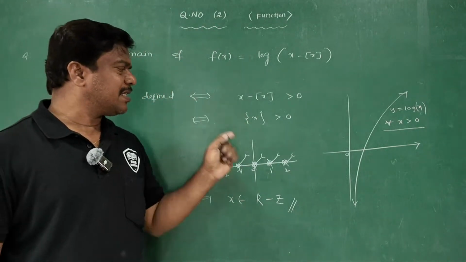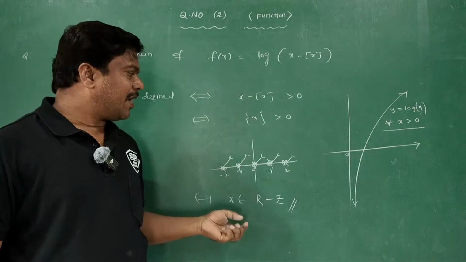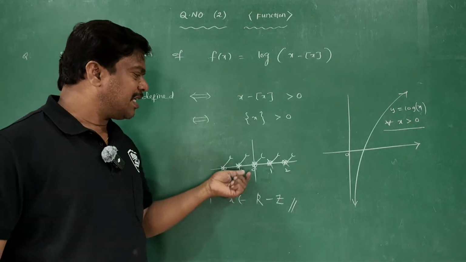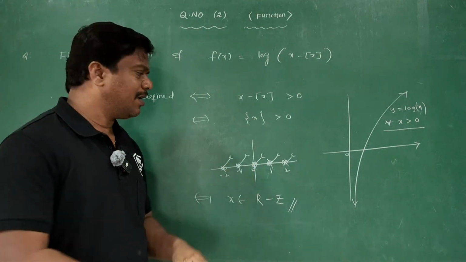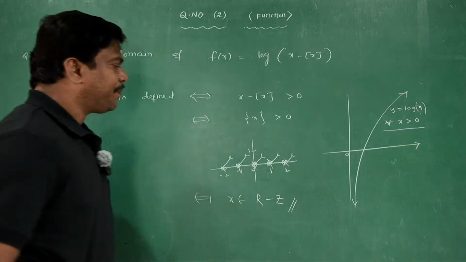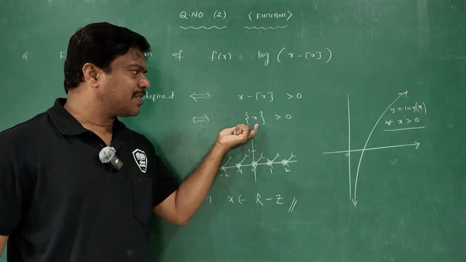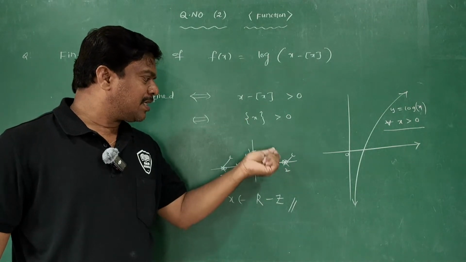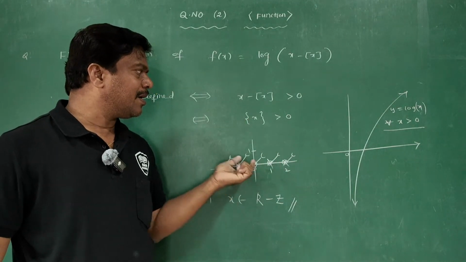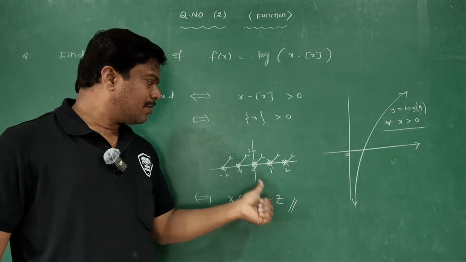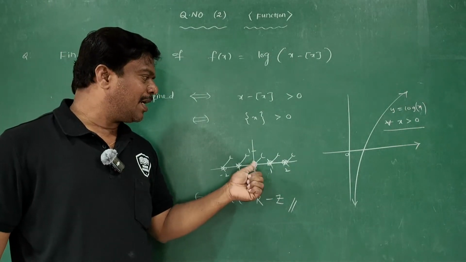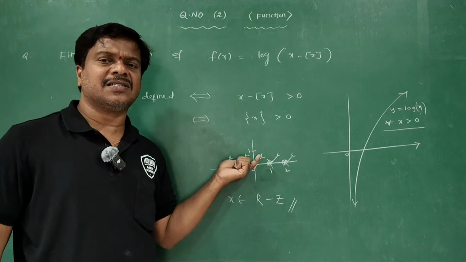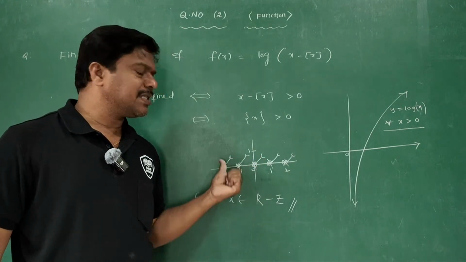x minus step x is nothing but fractional part of x. Fractional part values always lie between closed 0 to open 1. But here fractional part of x should be greater than 0 is given. Equal to 0, just if you remove from this, you will get more than 0 values. So equality holds at particularly integer quantities, so that R minus Z is the answer. Okay?